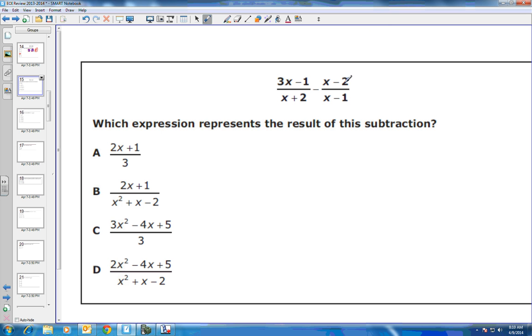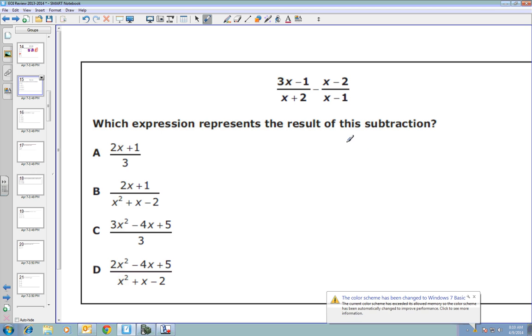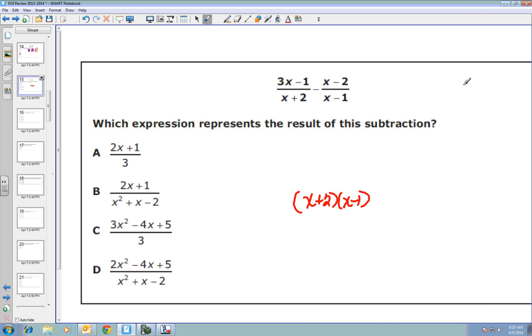Okay, the main thing you have to remember is this. I have two fractions that are being subtracted. What do we have to have when we subtract fractions? A common denominator. Here's how you find your common denominator. First of all, if anything can be factored, I factor it. It's already in factored form. So when that happens, to find your common denominator, you're going to put your two denominators on the bottom, and they're being multiplied. Just like if I had 1/2 minus 2/3, one way to find a common denominator would be to multiply my two numbers together. Well, that's what I've done. So my common denominator is x plus 2, x minus 1.